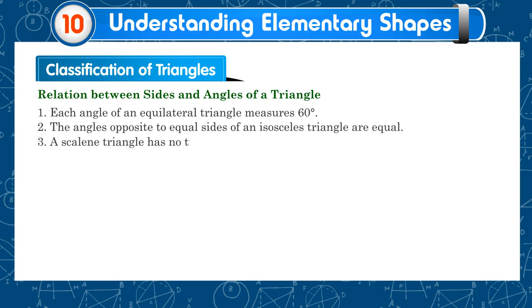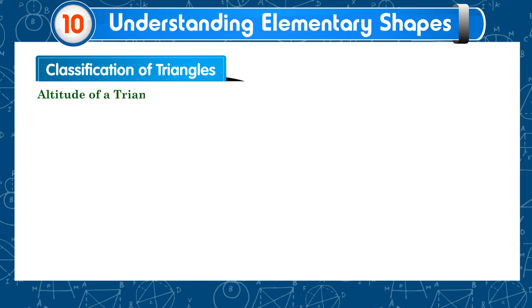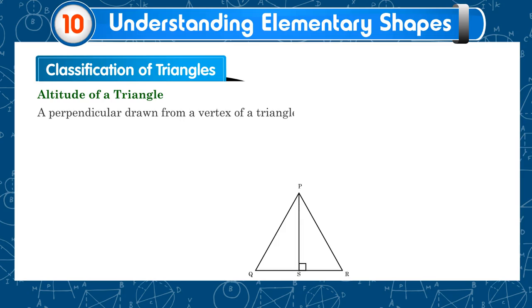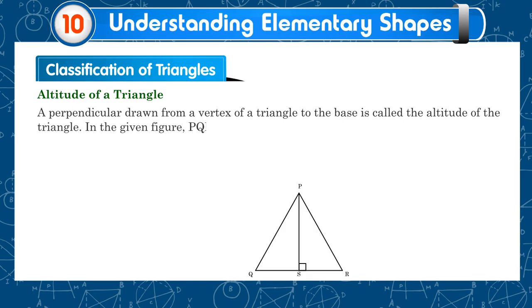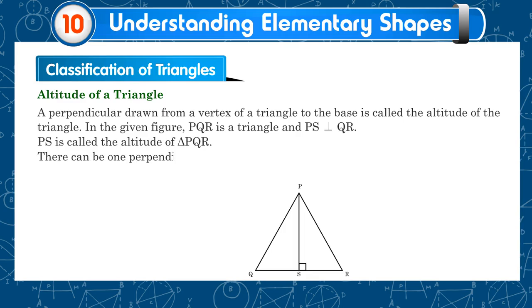Altitude of a triangle. A perpendicular drawn from a vertex of a triangle to the base is called the altitude of the triangle. In the given figure, PQR is a triangle and PS is perpendicular to QR. PS is called the altitude of triangle PQR. There can be one perpendicular drawn from each vertex of a triangle. Thus, there are three altitudes in a triangle.